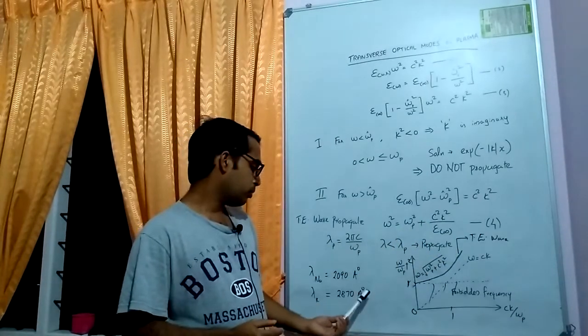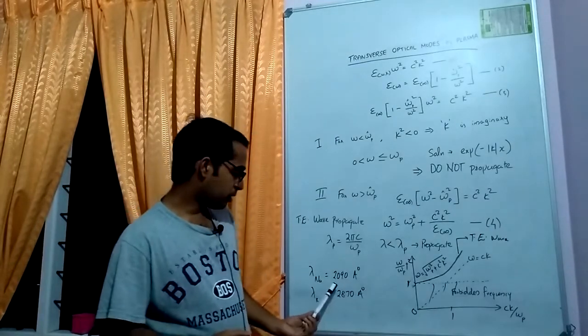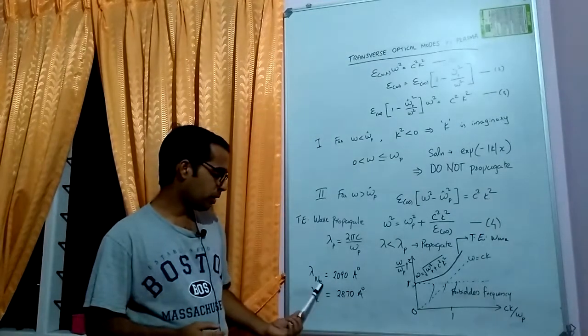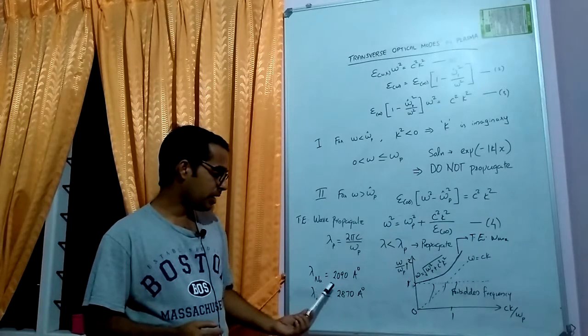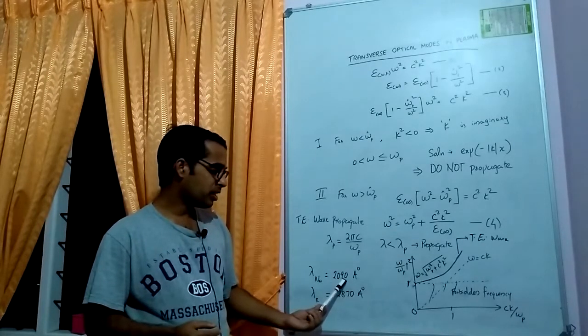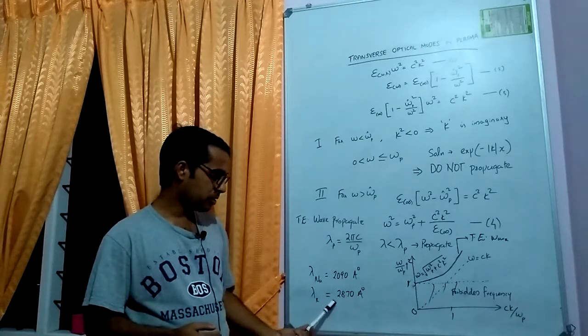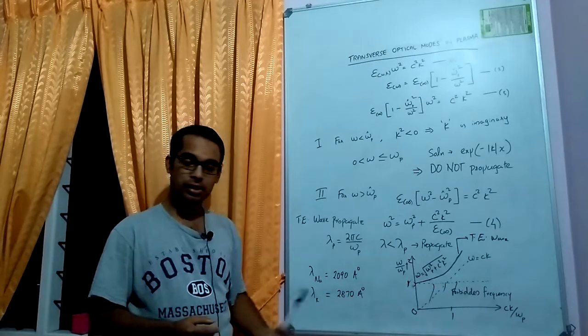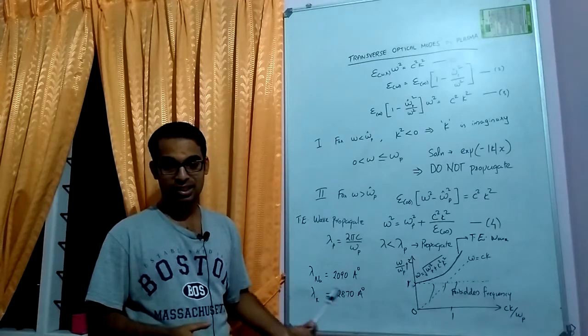If you want to know the corresponding wavelength for different metals, for sodium lambda is equal to 209 nanometer, and for potassium it is 287 nanometer. So that is in the UV region.